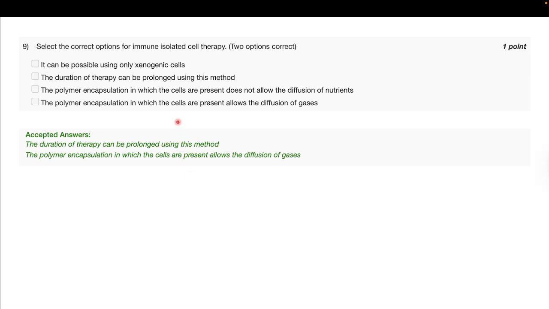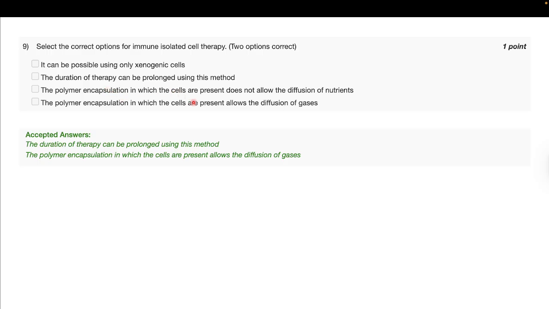If you just look at the options, first is, it can be possible using only xenogenic cells. That's not correct. We can also use allogenic cells taken from a different human. So that's why this option is not correct. The duration of therapy can be prolonged using this method, yes, as long as your polymer layer is intact, your patient's body is not recognizing these cells as foreign. As long as that happens, the duration of therapy can be prolonged.